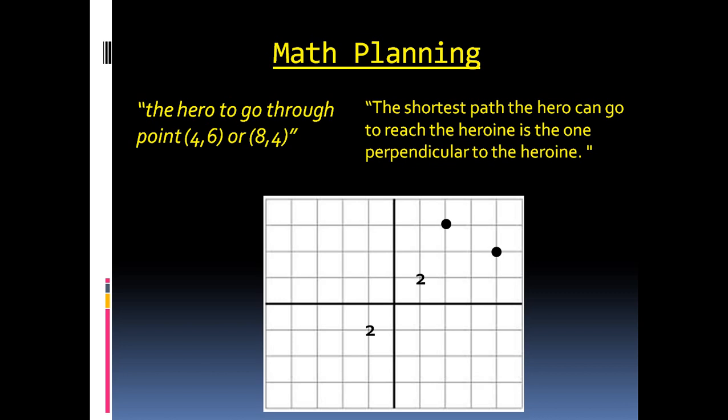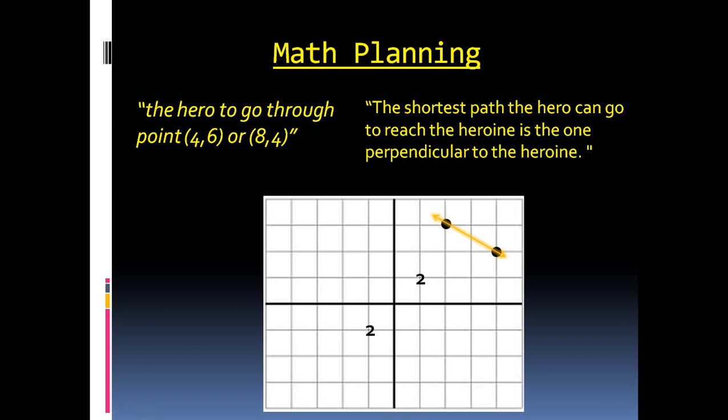The shortest path the hero can go to reach the heroine is the one perpendicular to the heroine. Wait a minute. The shortest path? Well, seems like there's supposed to be a line in here because it says a path there, and a path is usually from going one place to another and not by teleportation. Well, usually. So let's draw a line. An orange one. There.